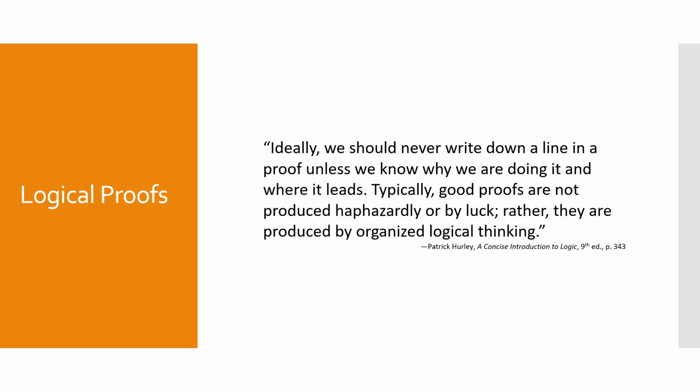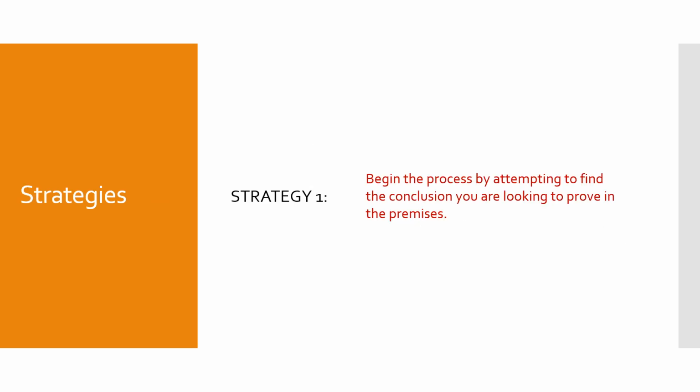Typically, good proofs are not produced haphazardly or by luck. Rather, they are produced by organized, logical thinking. It's useful to keep a piece of scratch paper handy and to make notes and keep track of things, but in the final product of your logical proof, you should have a clear reason for each and every step of the proof as you go through it. So the first strategy, something to keep in mind as you start working through proofs, is that it's usually smart to start by looking to see if you can find the conclusion in your premises somewhere.